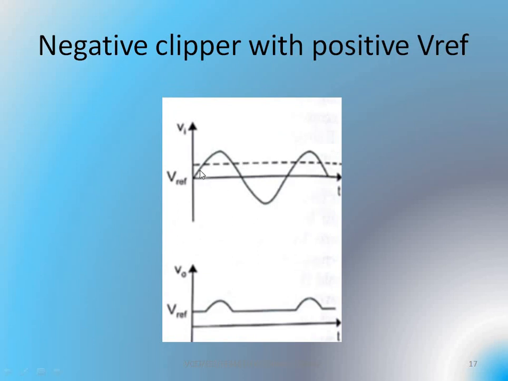So here positive reference, just the reference point alone it will be varied. Here I am having a positive reference for negative clipping action. So the entire negative half cycle it will be removed. Along with that, a portion of positive half cycle is also removed. So above the reference line alone it is processed. Below the reference line, this portion is entirely removed.